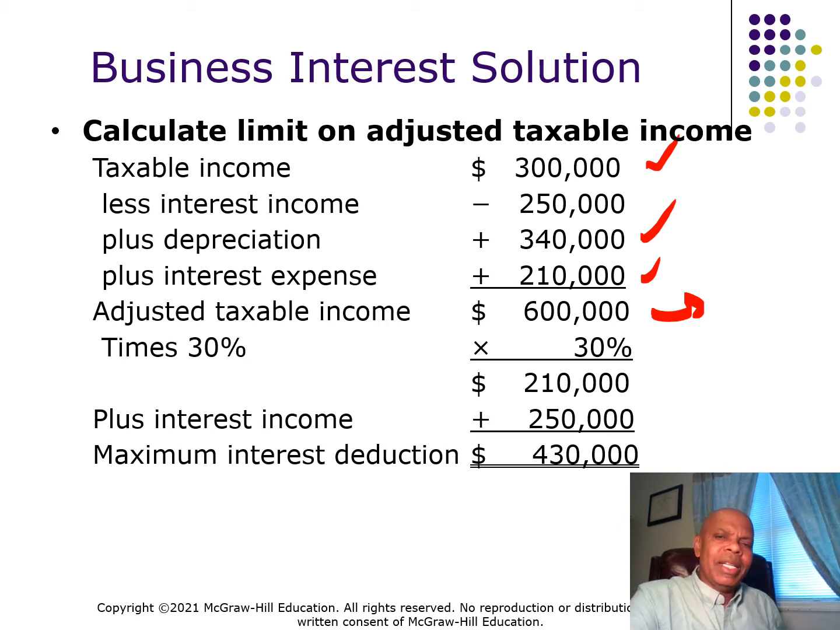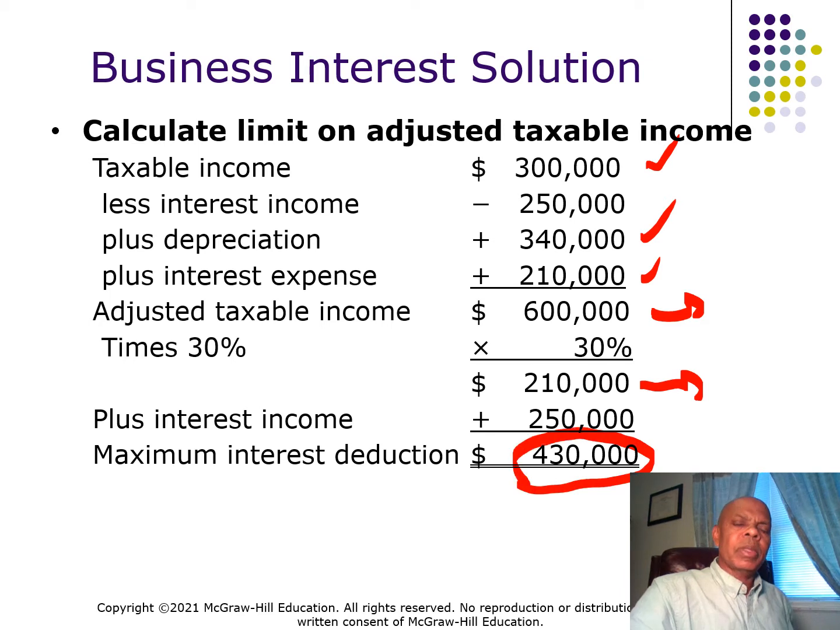30% of that is 210,000. That's the allowed interest expense if they don't have any interest income. Since they do have interest income, you add that as well. Adding the interest income, the maximum interest deduction is 430. Maximum. So how much are they going to deduct? Interest expense is 210. That's the entire amount, and it is deductible.